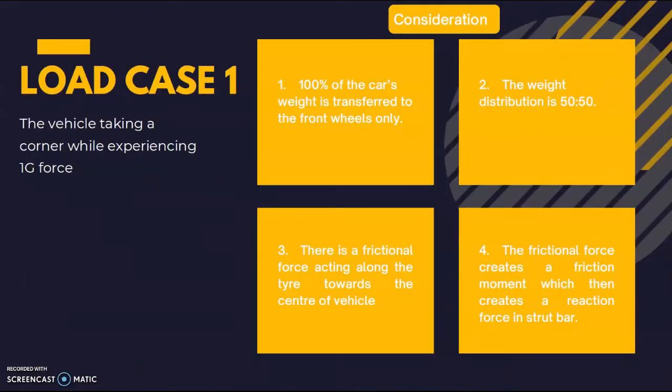For the first load case, we considered a vehicle taking a corner while experiencing 1G force. A few assumptions must be made, such as 100% of the car's weight is transferred to the front wheels only. The weight distribution is 50-50, there is a frictional force acting along the tire towards the center of the vehicle, and finally the frictional force creates a friction moment, which then creates a reaction force in the strut bar.